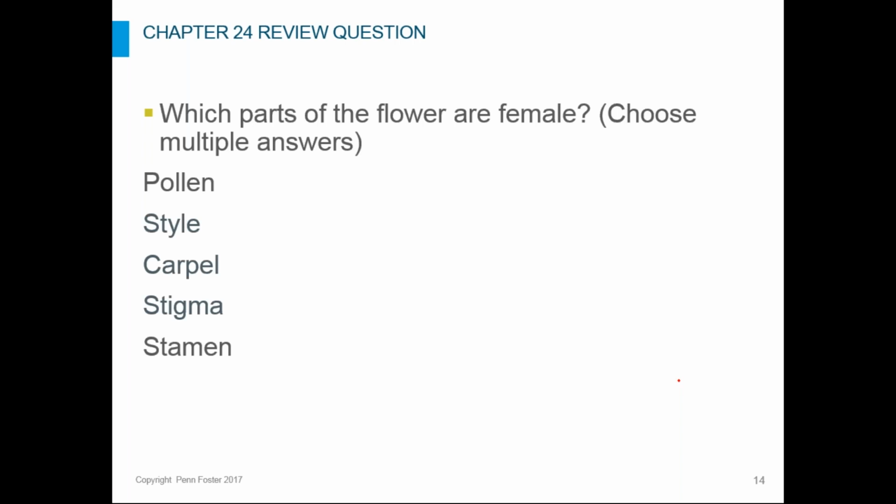Okay, so here's the results. Male is pollen. Okay, pollen is the male gamete. And the stamen is also male. And then you have the style, carpel, and stigma. Those are all female parts of the flower.